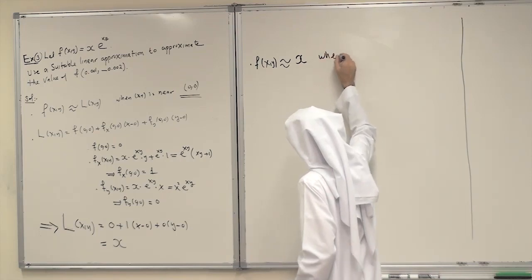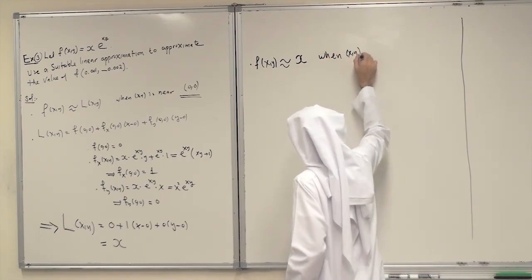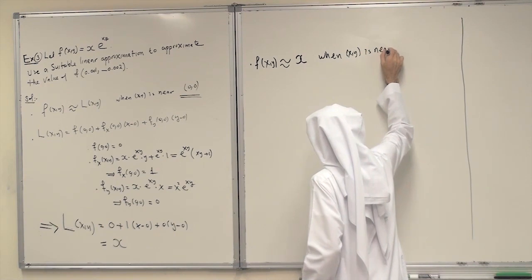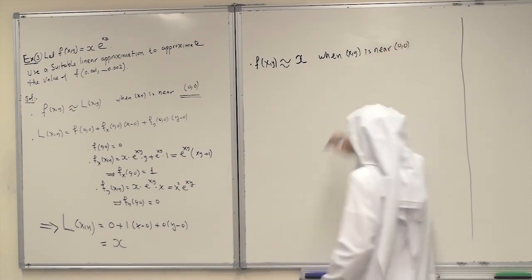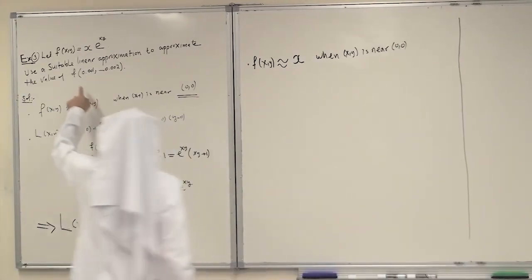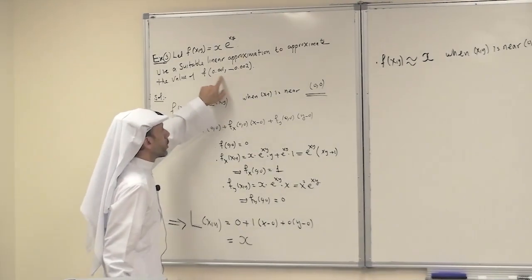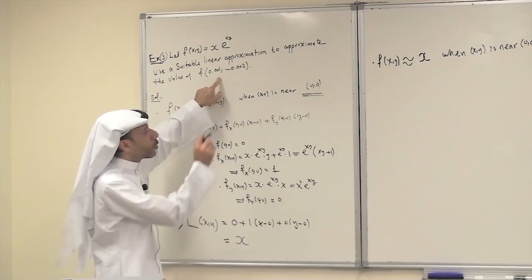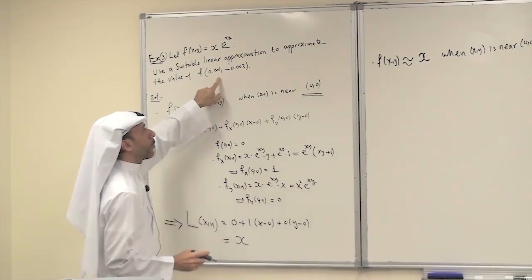when (x, y) is near the origin. Now we can estimate the value of this function because this point is very close to the origin, so we can apply the given approximation.